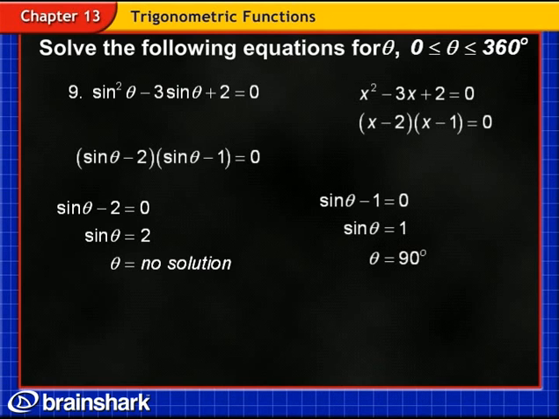So let's look at the other part. If sine of theta minus 1 equals 0, then sine of theta is equal to 1. Well, y is equal to 1 when theta is 90. So that's the solution to our problem. This particular one only has one solution, 90 degrees.